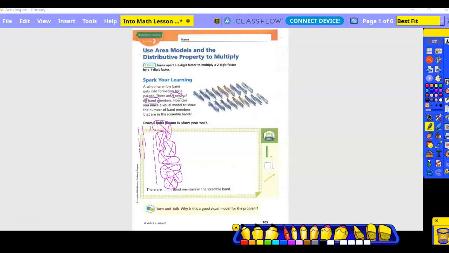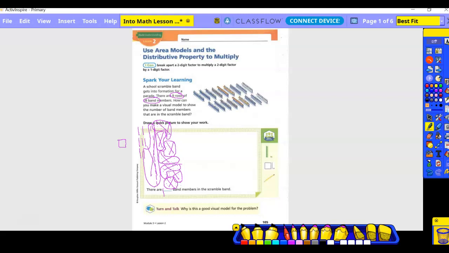Now we need to take our longs and regroup them into hundreds or flats. So I have 9 here, and then I'm going to take 1 more from here to make 10, so that I can cross those off, and I have a flat now for hundreds. So how many hundreds do I have? How many flats do I have? 1. How many longs do I have? How many 10s do I have?